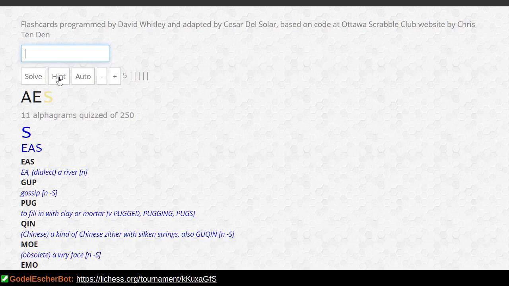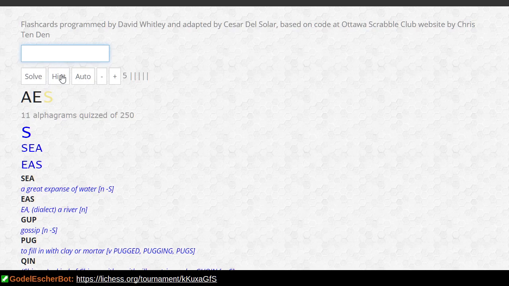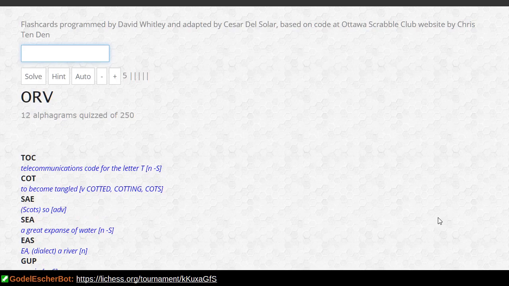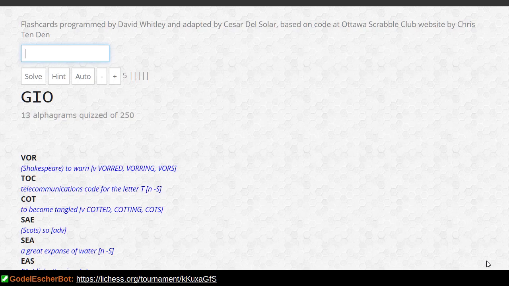Alright, what else can we start with? S. Oh, C, of course. But, S-A-E? It's a word, an adverb in Scottish for so. We all know cot. If there's another word, it's gotta be talk, right? Communications code for letter T. I think I've seen Rav played before, if I'm not mistaken. Is it R? To warn. Vor, voring, vorse.